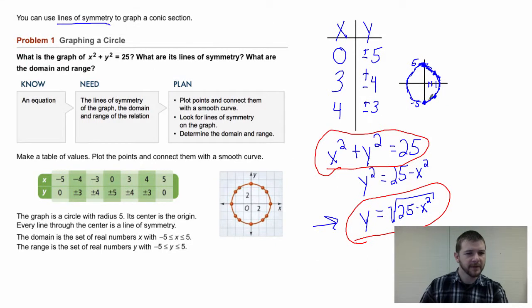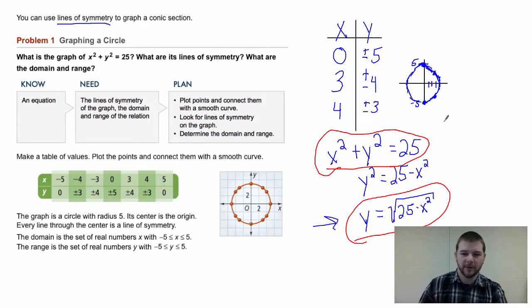All right, so let's finish up this problem. What is the graph of x squared plus y squared equals 25? We've got that. What are its lines of symmetry? Well, we've discussed the lines of symmetry. The two primary ones we used are the x and y axis, but consider, are there more lines of symmetry? Consider any line through the origin. And finally, what are the domain and range?